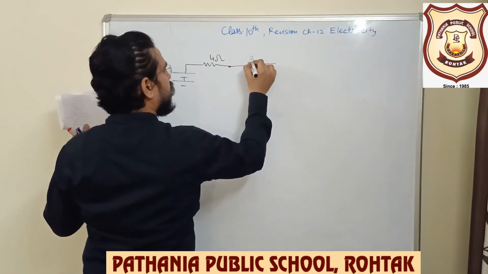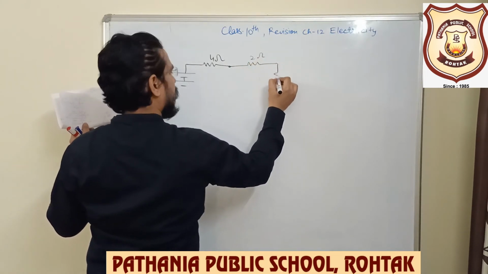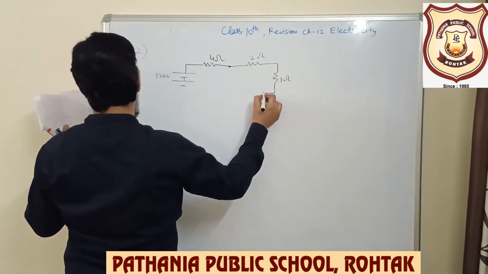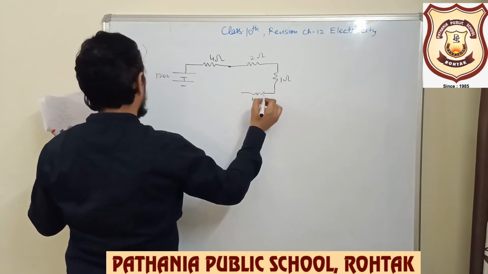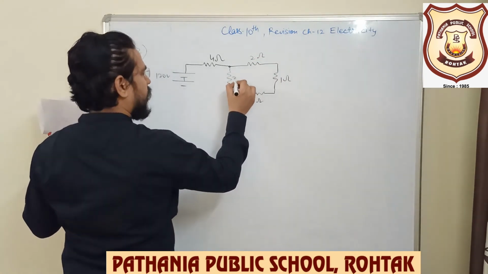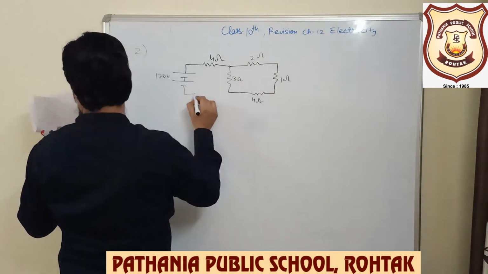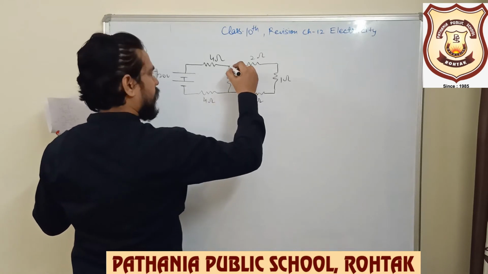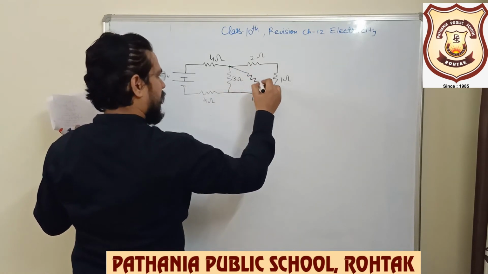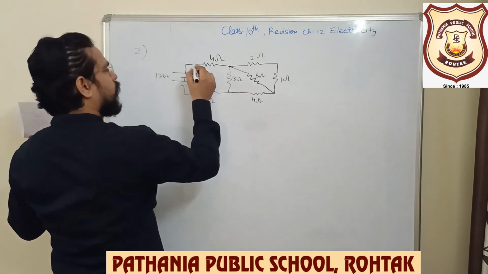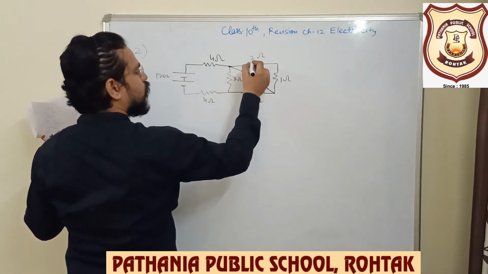And then we are having a 2 ohm resistance, then we are having a 1 ohm resistance, then again we are having a 4 ohm resistance, and in between we are having a 3 ohm resistance, and again we are having a 4 ohm resistance, and there is one more resistance in between having value 6 ohm, and it is required to find the current in the 2 ohm resistance.